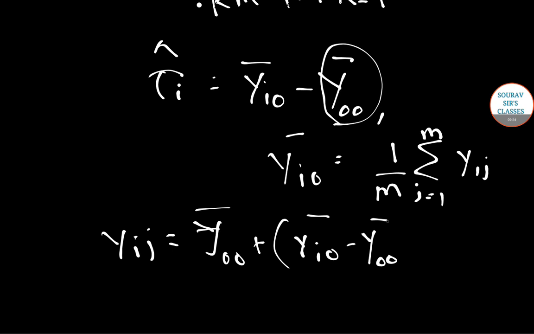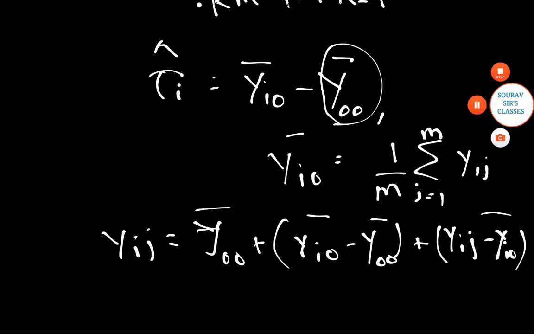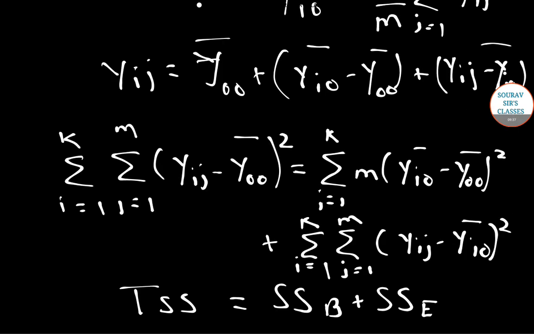Now we can write Yij equals y double naught cap plus yi naught cap minus y double naught cap plus Yij minus yi naught cap. Squaring both sides, we would get, that is, total sum of squares equals sum of squares between plus sum of squares within.